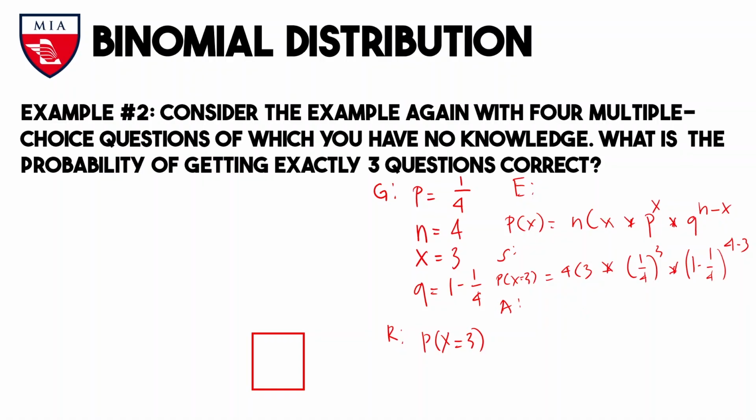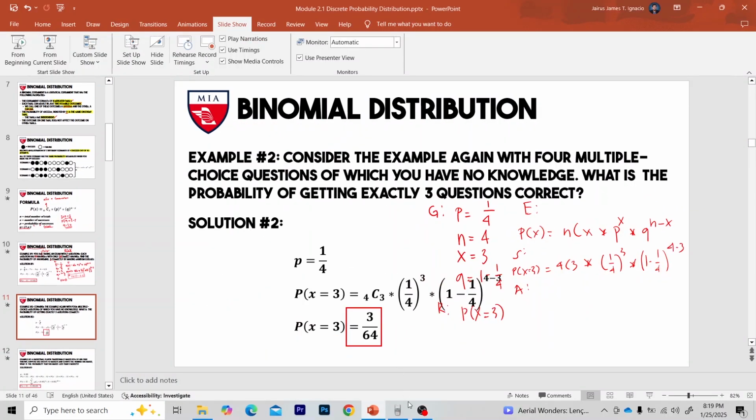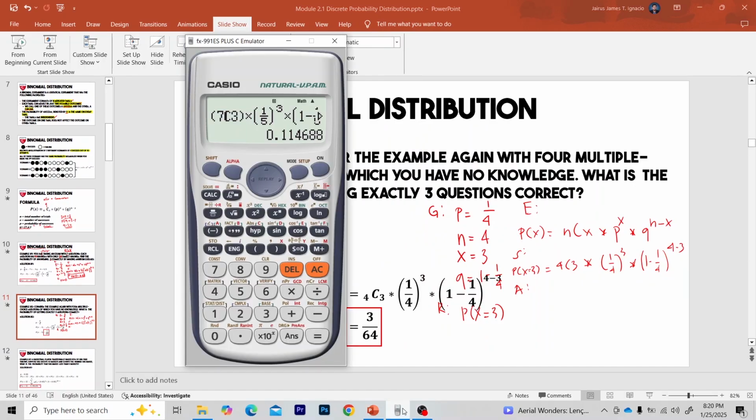So let's solve using the calculator, in order for us to be reminded and guided on how we can solve this problem by using the calculator. So we have quantity 4 shift C 3, times quantity 1 over 4 raised to 3, multiplied by 1 minus 1 over 4 raised to 4 minus 3.